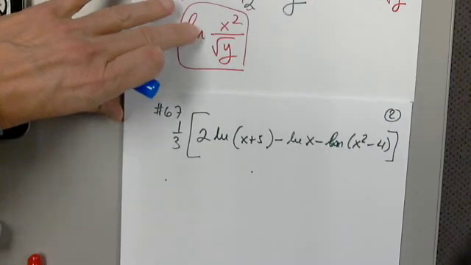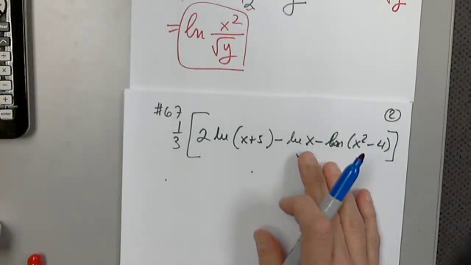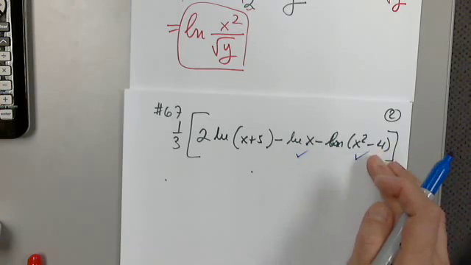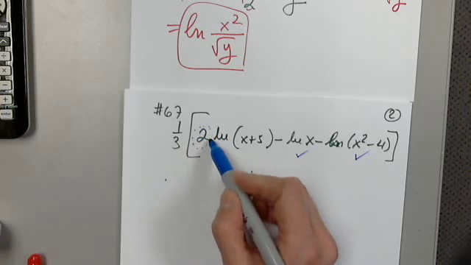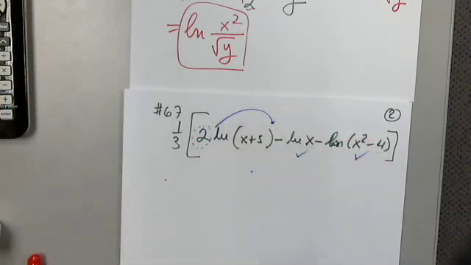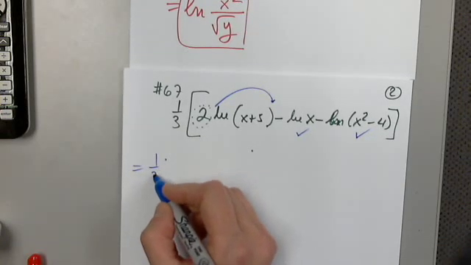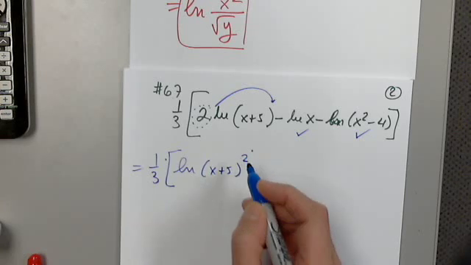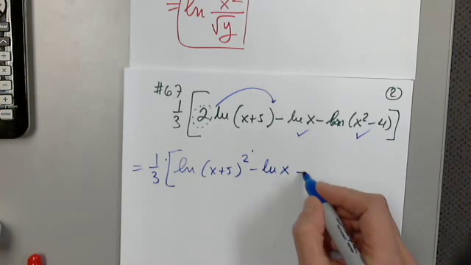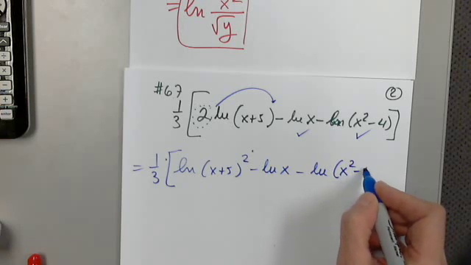I have to start inside the brackets. This is okay. It's completely cleaned up. This is okay. It's completely cleaned up. There is 1 in front. But this one has a 2. I have to bring it back to the power where it came from first. So this is 1/3 and bracket natural log of x plus 5 squared minus natural log x minus natural log x squared minus 4.